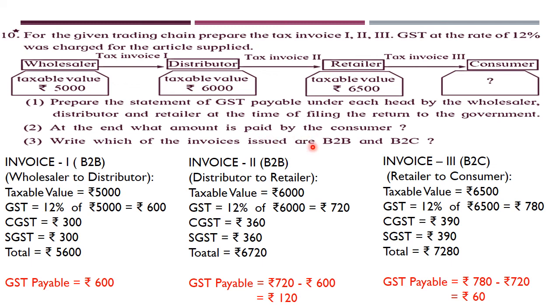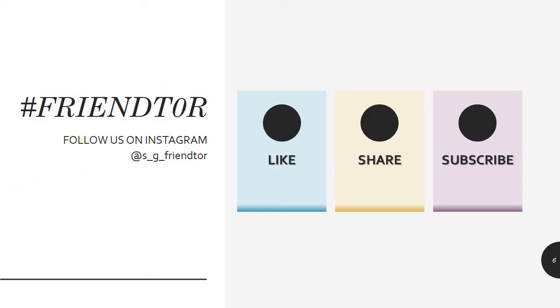Which invoices are B2B and which are B2C, that we mentioned. We also found the GST payable at all three different stages, and the amount that is paid by the consumer also we found. The tax invoice details also we calculated. So that's the 10th question. So that was the last question from your problem set 4A.